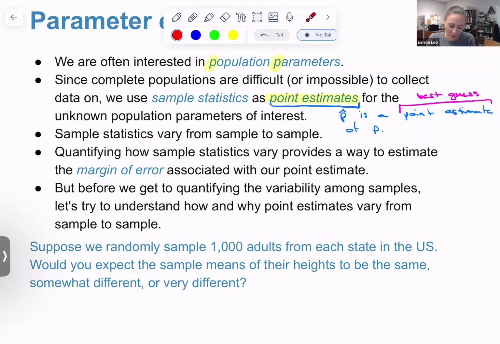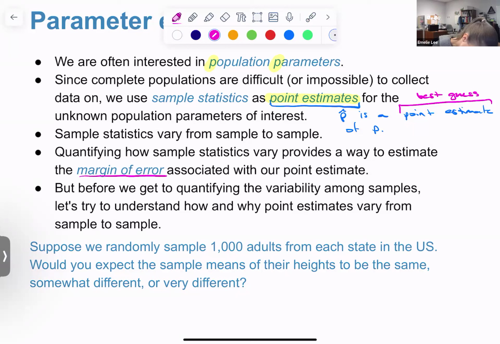Okay. And so the term that we use to quantify how much variation or how much variability we have around this point estimate, I was trying not to use the term that they use here, is the margin of error. I often refer to it as a buffer. So the margin of error is kind of like a buffer.